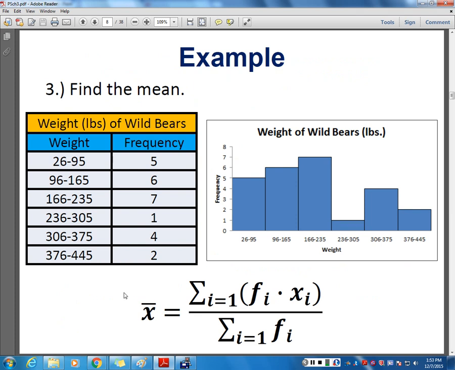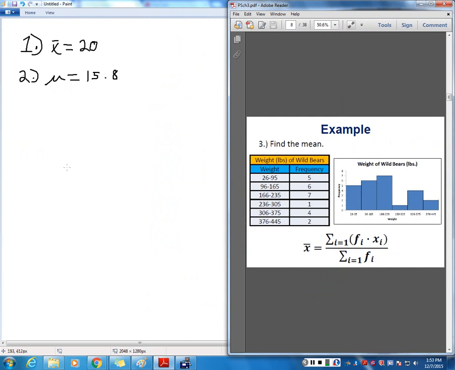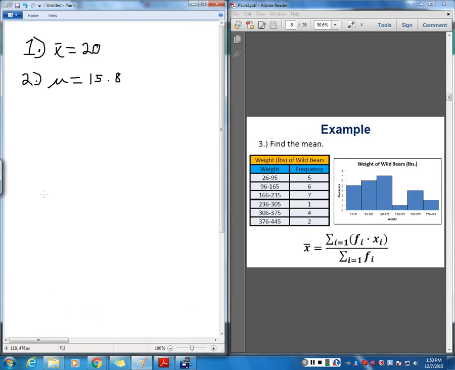Let's do an example. Number 3 here, we need to find the mean of the wild bear data shown, either from a frequency distribution or from a histogram. The process is the same for either one. Well, the first thing you've got to do is find the midpoints of each class. The classes shown don't have the midpoints shown, so we'll have to find those on our own. So for number 3, that's my first step. Let's find the midpoints.